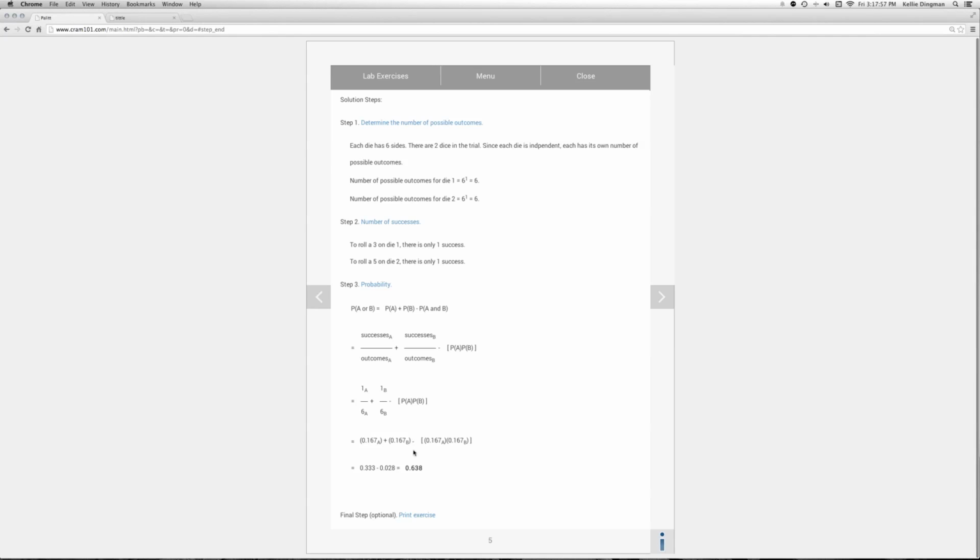So 0.167 plus 0.167 is equal to 0.333. And the product of the two, 0.167 times 0.167, is 0.028. So do the subtraction, and our probability is 0.638. And that's how you do it.